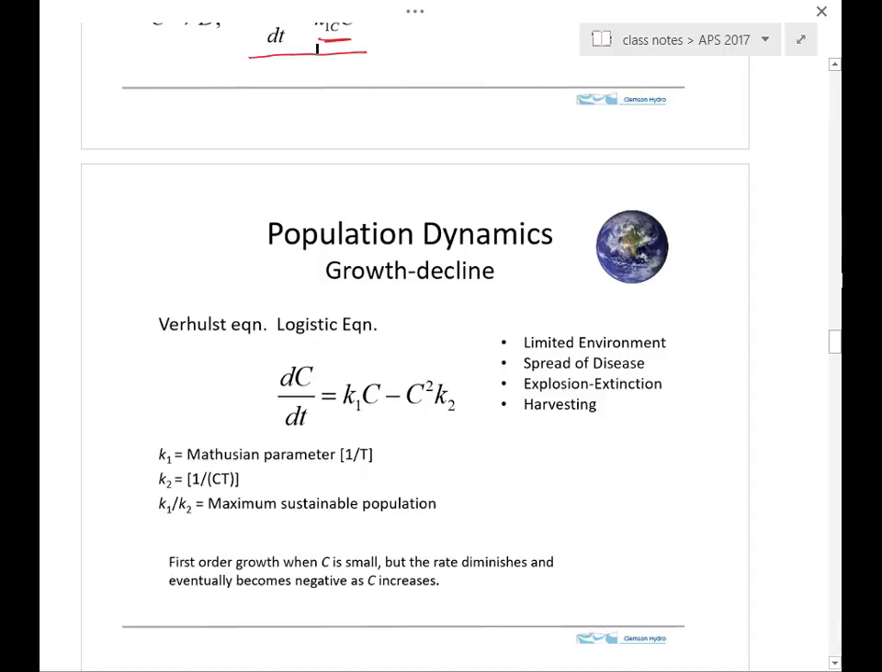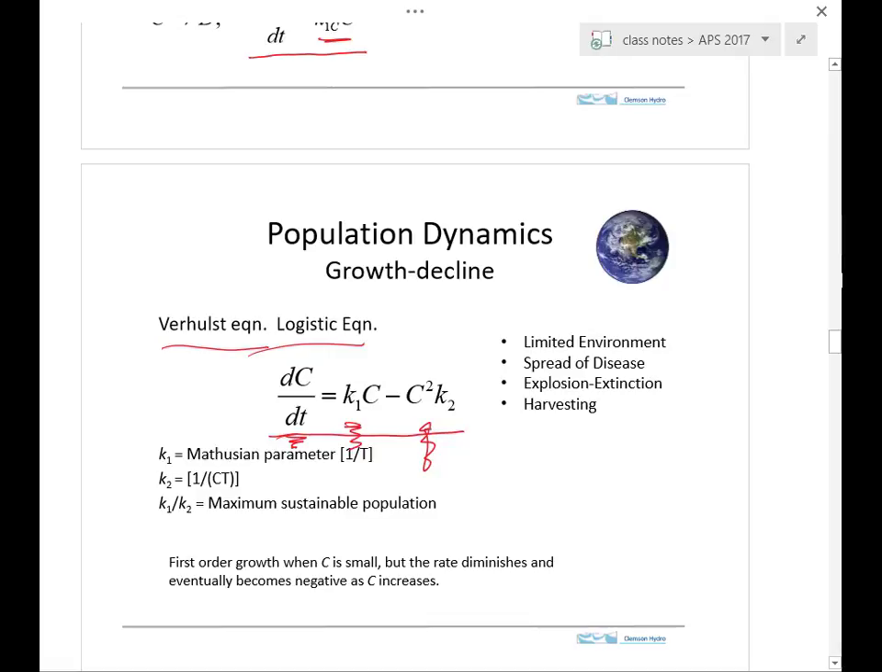Okay, so those are some chemical applications. We also might want to apply this to populations and look at ecosystem responses. And there are a couple of potential applications. This one is the Verhulst equation, or logistic equation. And this describes population dynamics where we've got growth and decline of populations, and let's take a look. This is what it says. So we've got the rate of change of the population. This is going to be growth, and this is going to be decay.